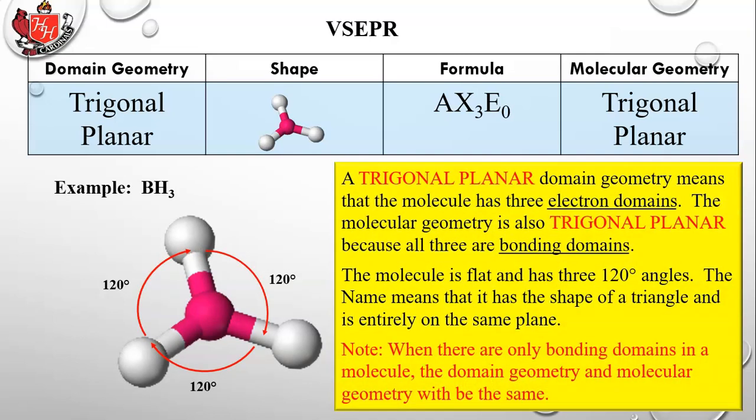So let's read this. So a trigonal planar domain geometry means that the molecule has 3 electron domains. That's the total of bonding and non-bonding together. The molecular geometry is also trigonal planar because all 3 are bonding domains. The molecule is flat and has 3 120-degree angles. So you know from geometry, 3 times 120 is going to give you 360. You have 360 degrees when you go around a circle. The name means that it has the shape of a triangle and is entirely on the same plane. It's flat. You could lay it on a table, in other words.